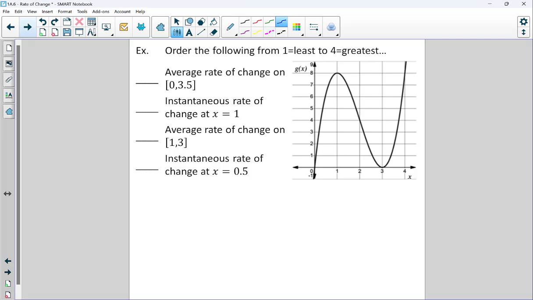Go ahead and pause here. Look at this one. Play when you're ready. So we want to order the following from least to greatest. So let's look at each one in turn. All of these are rates of change. Some of them are average. Some of them are instantaneous.